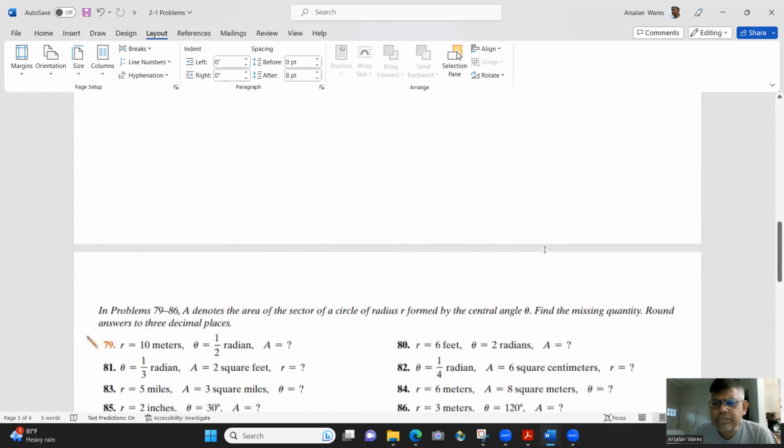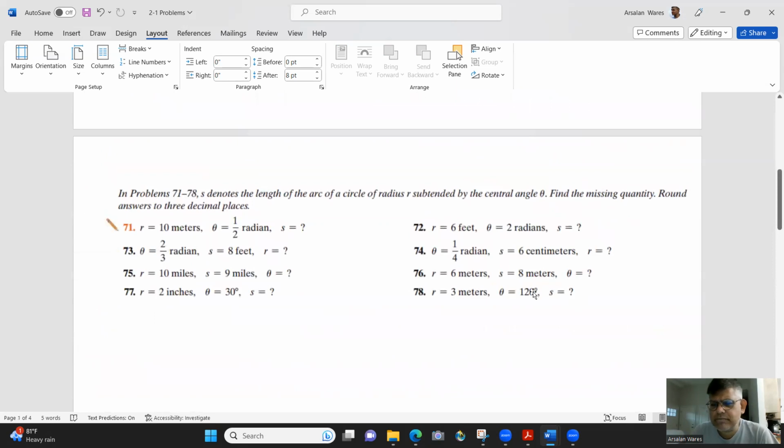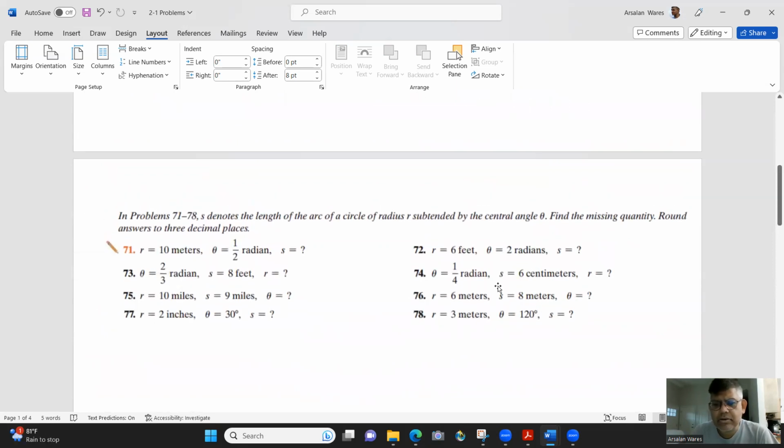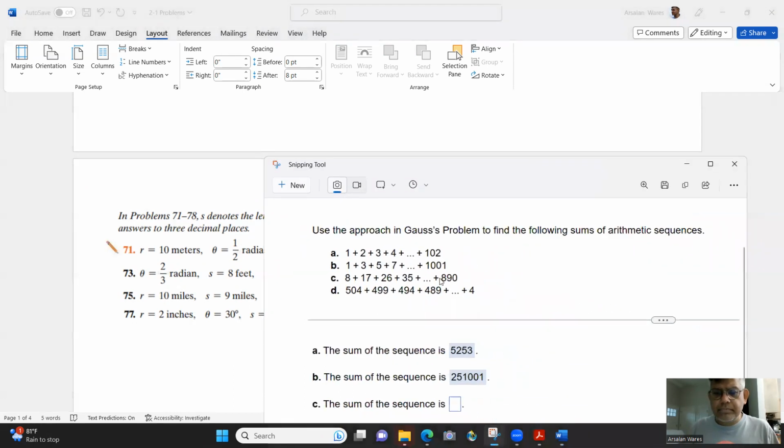Okay, which one do we do? Well, we're going to do a couple. Okay, this one wants you to find S and R, and the only thing I want to be alert about is if the angle is given in degrees or in radians. If it's given in radians, you're in good shape. So let's do an easy one first. Let's do 72, right?